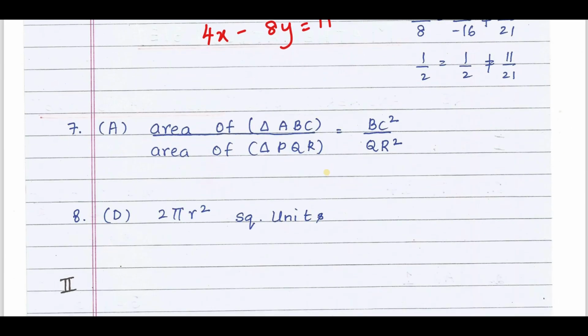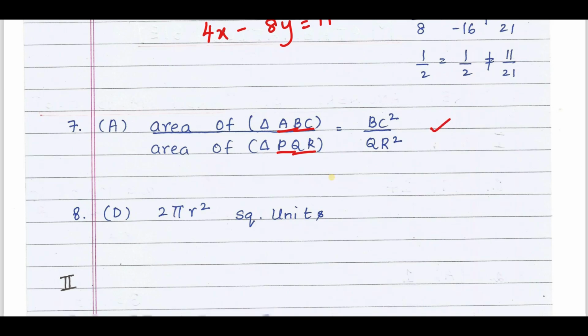Next, seventh question, in the figure triangle ABC is similar to triangle PQR, then the correct relation among the following is, the correct answer is option A, area of triangle ABC by area of triangle PQR equals BC square by QR square, or AB square by PQ square, or AC square by PR square. The correct option will be BC square by QR square.